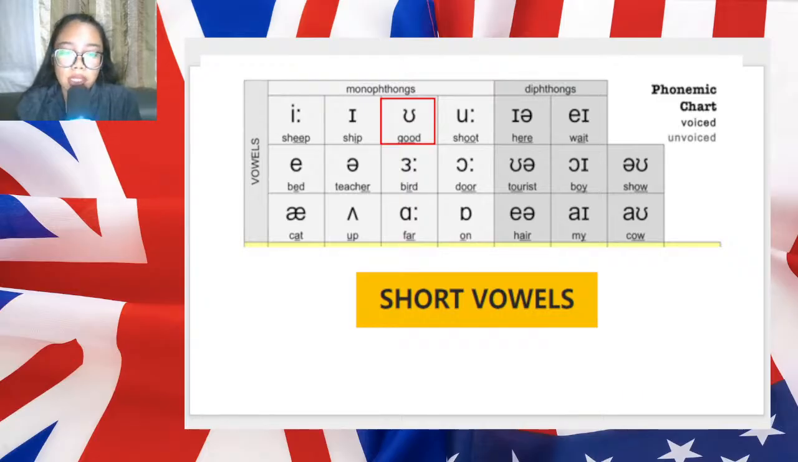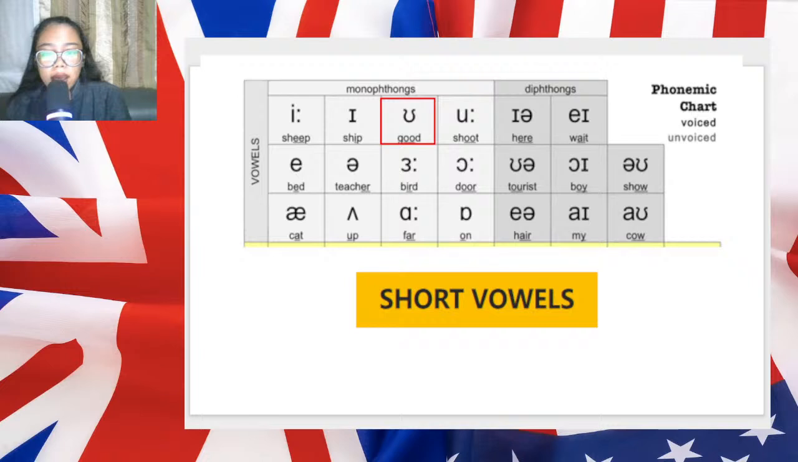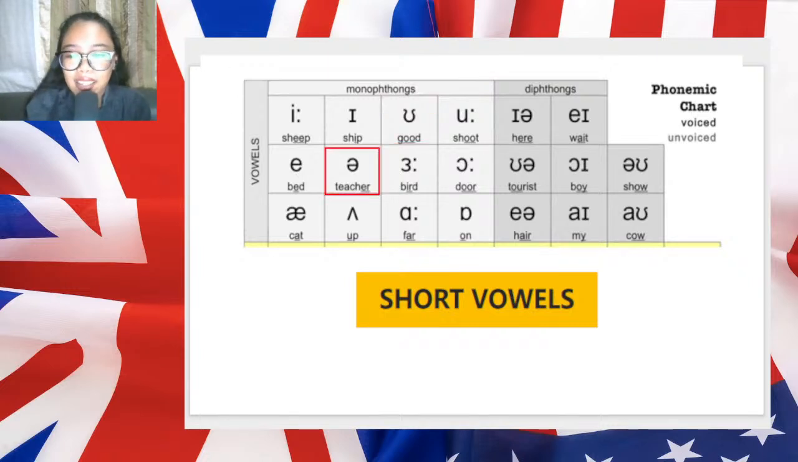Okay, let's try it. Say the sound. "Oo," like in good. Okay, say the example again. Good. One more time. Good. Make sure it's that relaxed, short "oo" sound. Okay, again. Good. Next and the last short vowel sound is this one.